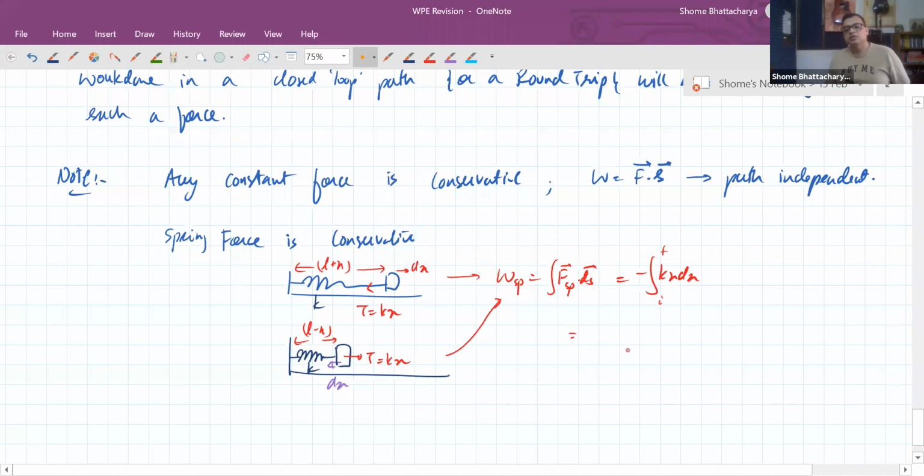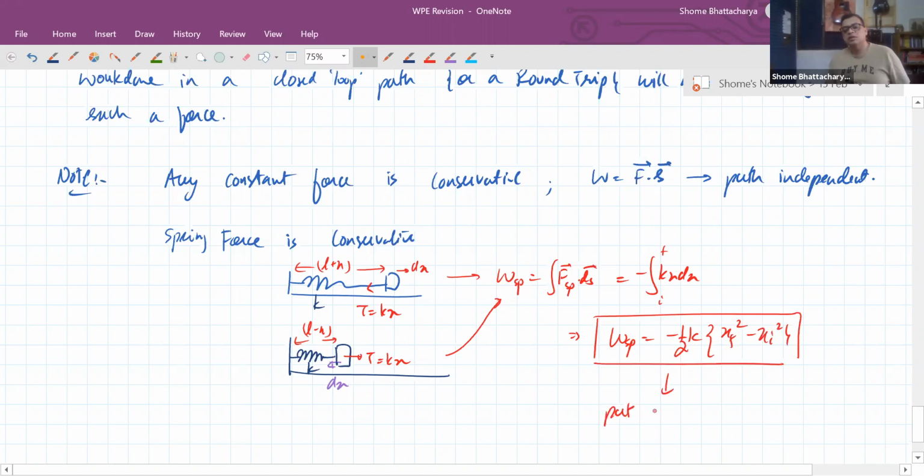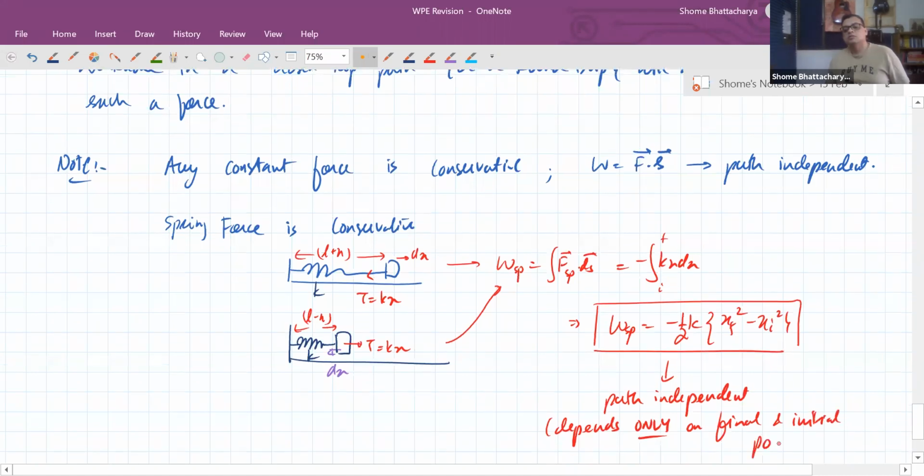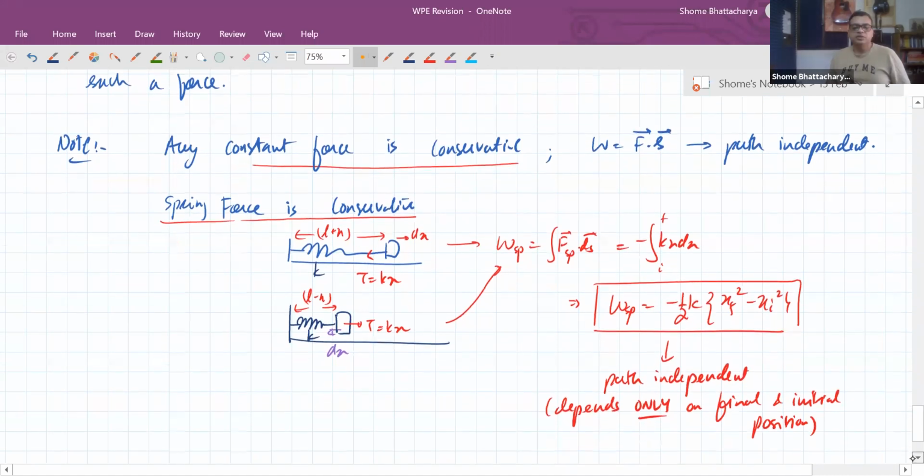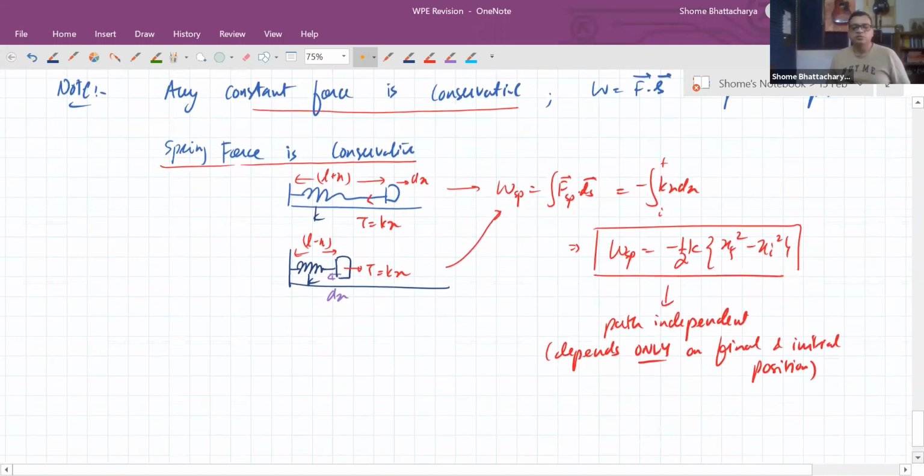So we can see that work done by the spring is minus half k into final x square minus initial x square. So as you can see, this expression is independent of path. This is path independent, because it depends only on final and initial position. That shows that the spring force is also an example of a conservative force, just like any constant force is conservative. Okay, and we will continue to see more examples of conservative forces, including central force, which is a very important type of force.